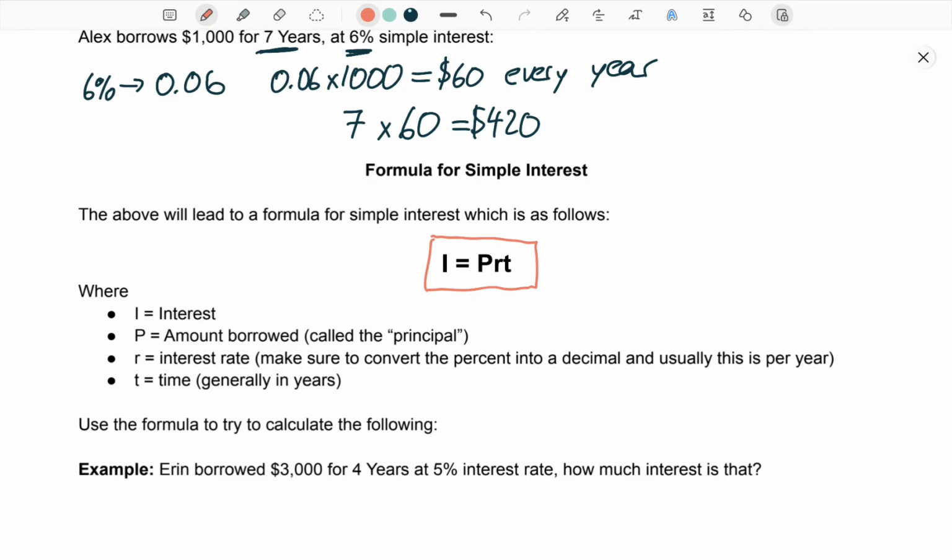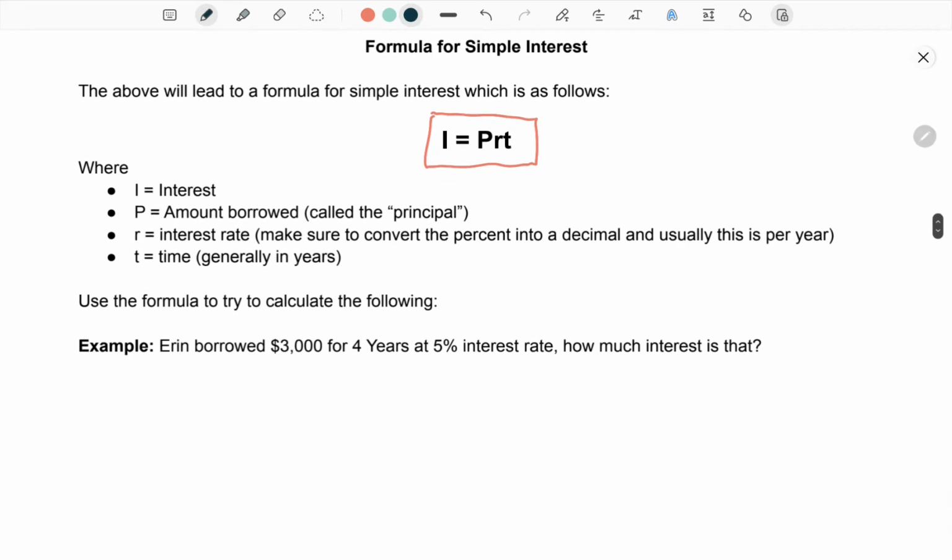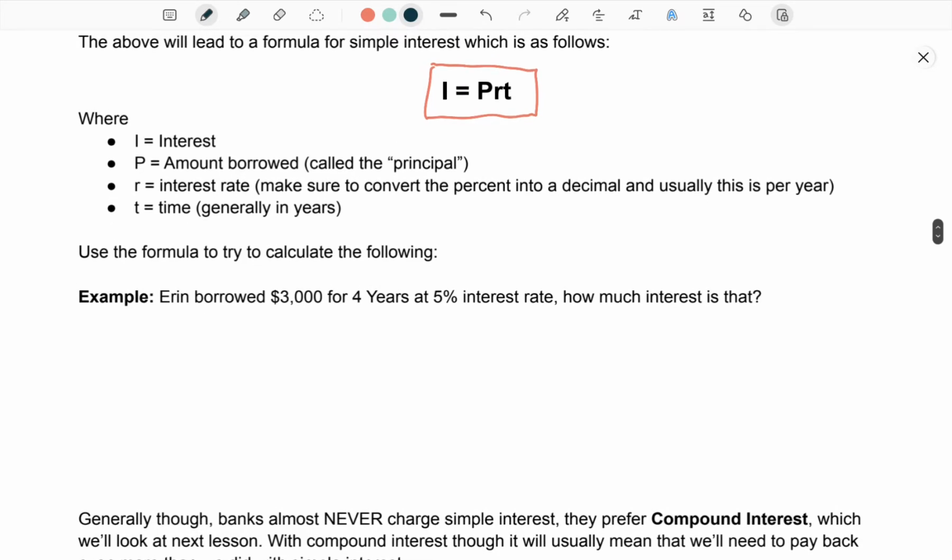Okay, so next, let's use this formula, do the same kind of question as before, but we can do it fairly efficiently. So if we have this question, Aaron borrowed $3,000 for 4 years at 5%. How much interest will basically be earned in that time? So we need to identify what each of these values relates to. So first of all, $3,000, the amount being borrowed. Well, that is actually the P value, the amount borrowed or the principal. So we can say P is equal to $3,000.